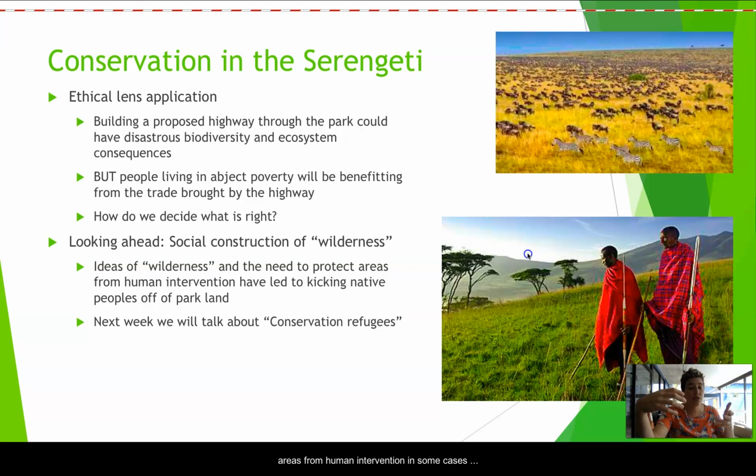But the need to protect those areas from human intervention in some cases has led us to actually kicking native peoples off of their land in order to create a park, like in Yosemite and in Yellowstone, and also in places in Central Africa as well as East Africa. And this has created an actual class of people called conservation refugees, people who have been kicked off their land for conservation purposes. So we have to talk about the justice problems that arise from conservation as well, and we're going to get into that next week. So that's sort of a preview of what's coming.